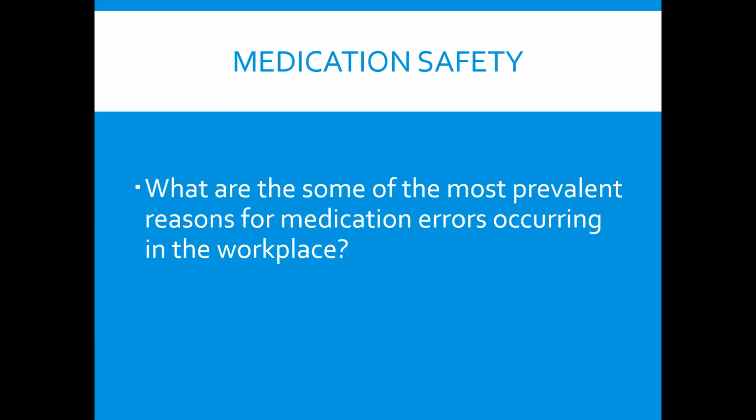What are some of the most prevalent reasons for medication errors occurring in the workplace? It's almost always a system error. It sometimes can be human error, but usually it's because you're bypassing the things that are set up to protect you and your patients. So never do that. Again, there's reasons why they're there. It's not just to get underneath your skin or take up your time. It's for safety usually, to keep you and your patients safe.